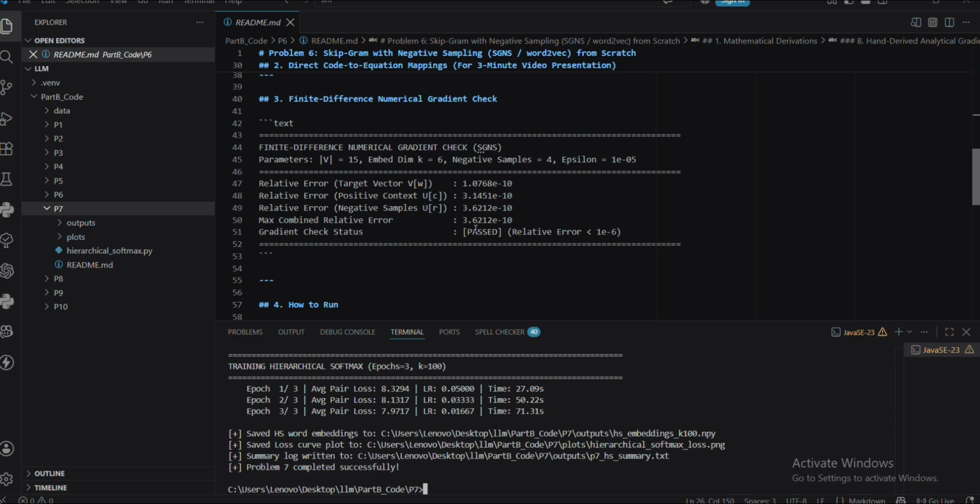The successful gradient checks confirm that the mathematical implementation is correct, and the probability normalization check confirms that the probabilities across the complete vocabulary sum to 1. Therefore, hierarchical softmax is an important technique for efficiently training word embedding models, especially when working with a larger vocabulary.